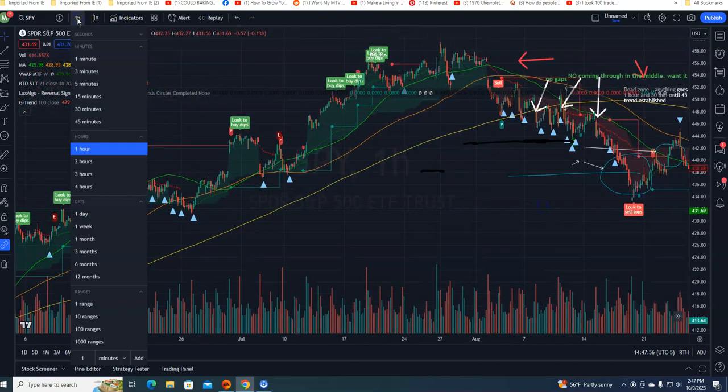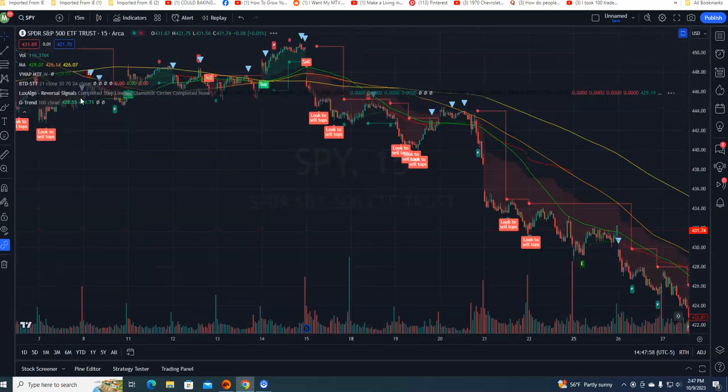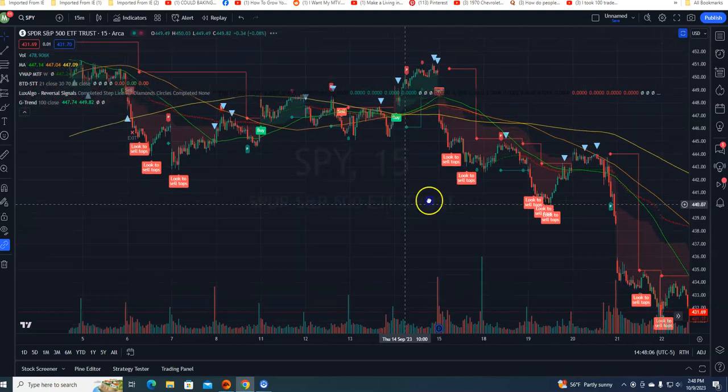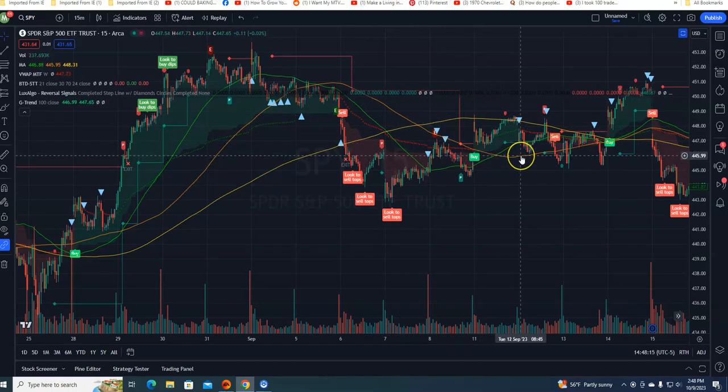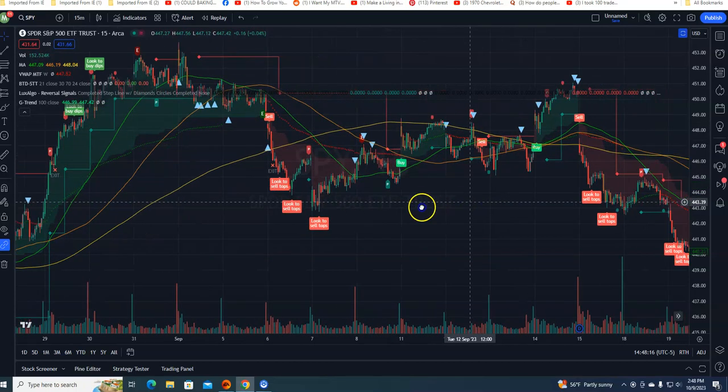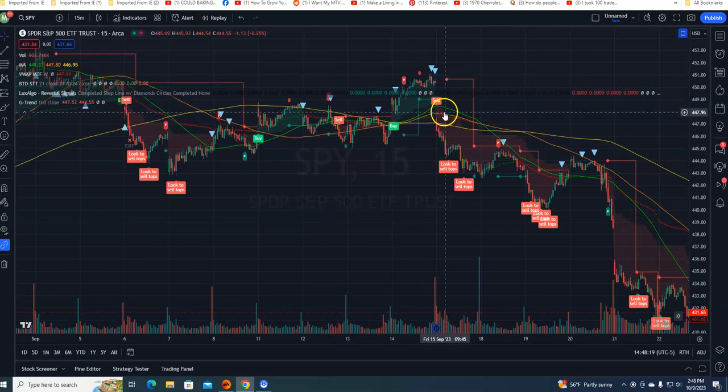Now, for the 15 minutes, what I'm doing is something a little different. I'm not following the green line. I'm following the brown line. So when the brown line turns, I'm buying puts a week out. When it turns again, I'm buying calls a week out. When it turns again, here's the brown line, puts a week out. So that's how I'm doing it.